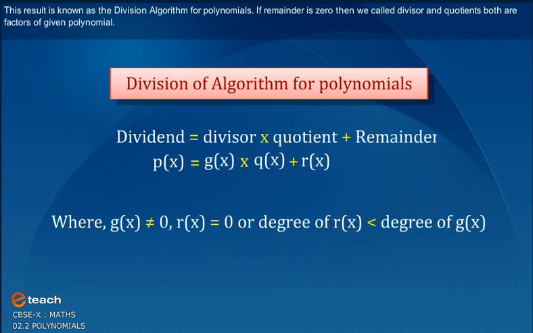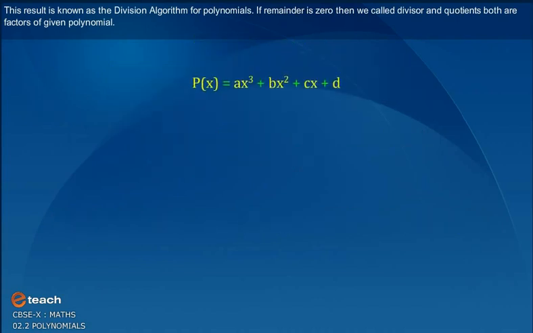This result is known as the division algorithm for polynomials. If remainder is 0, then we can call divisor and quotient both are factors of the given polynomial.